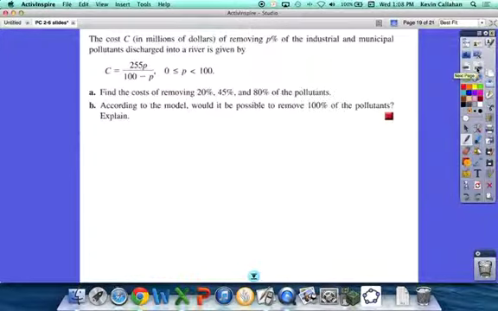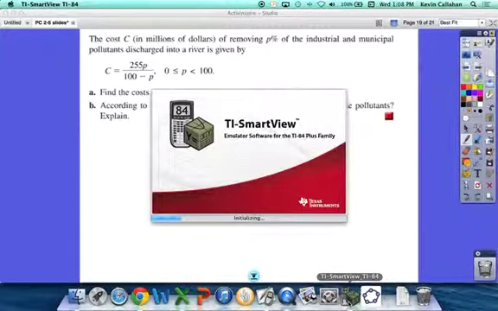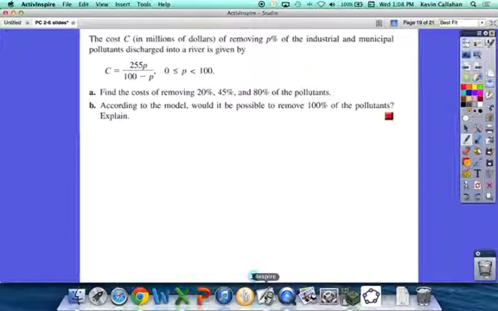Okay, word problem. The cost, C, in millions of dollars of removing P% of the industrial and municipal pollutants discharged into a river is given by, and I've got to get the calculator opened up. We have a rational equation, a rational function. Find the cost of removing 20%, 45%, 80% of the pollutants. Well, let's see.